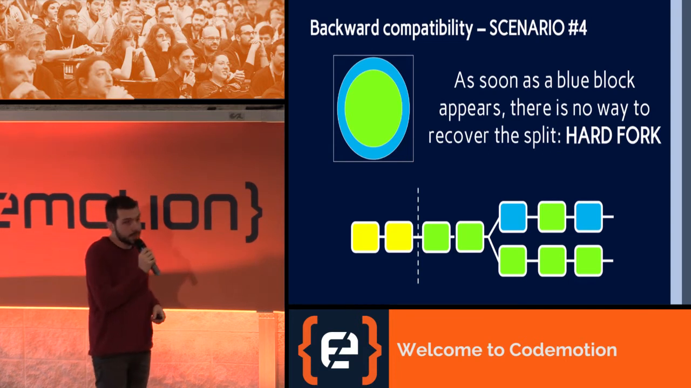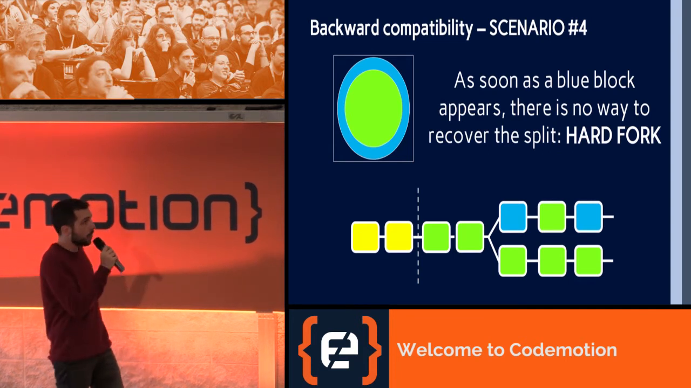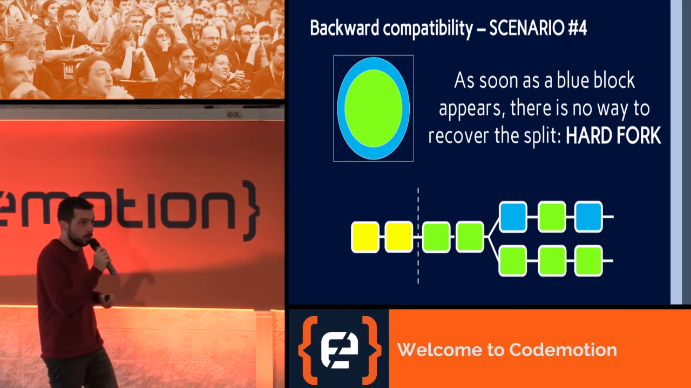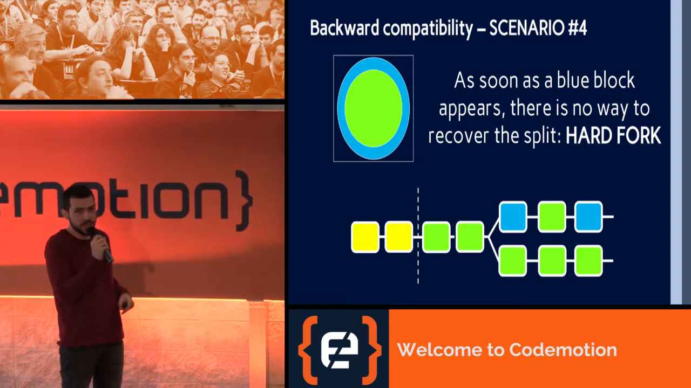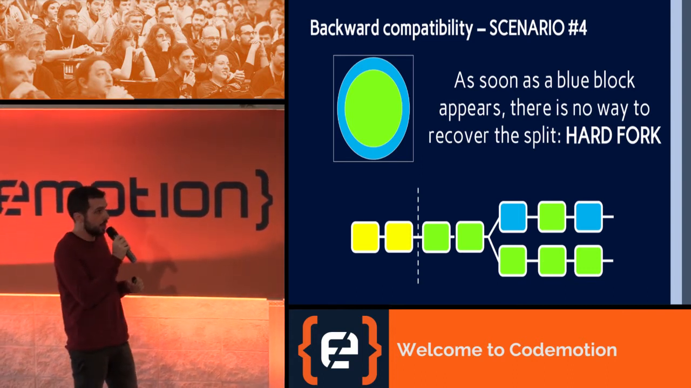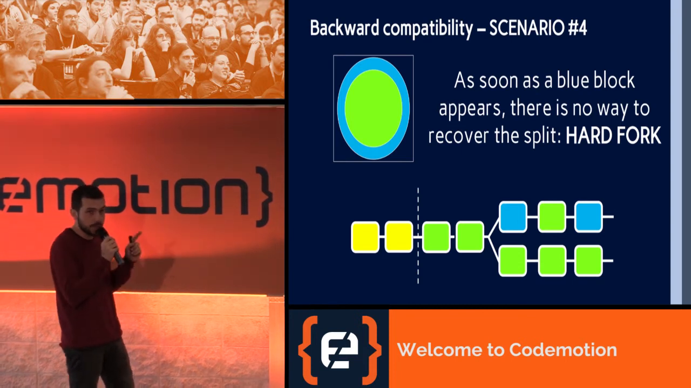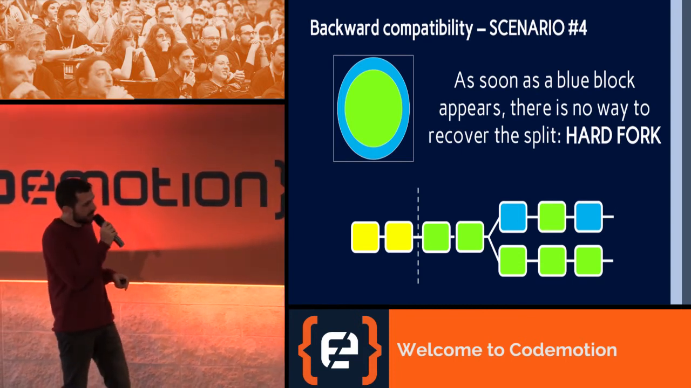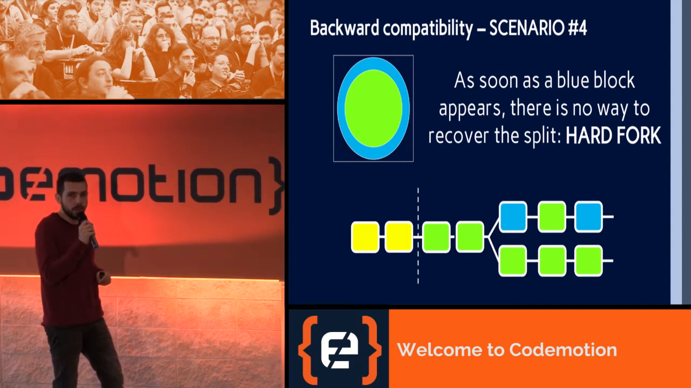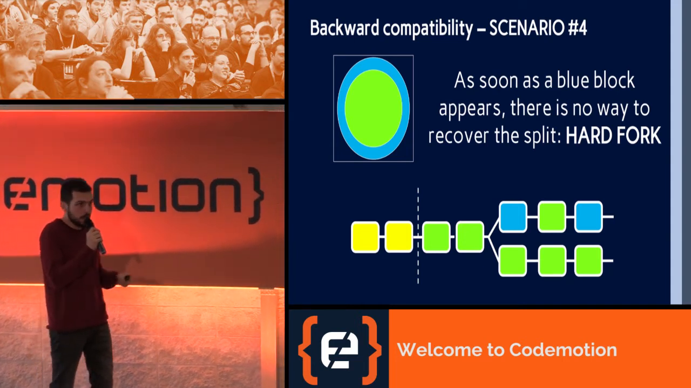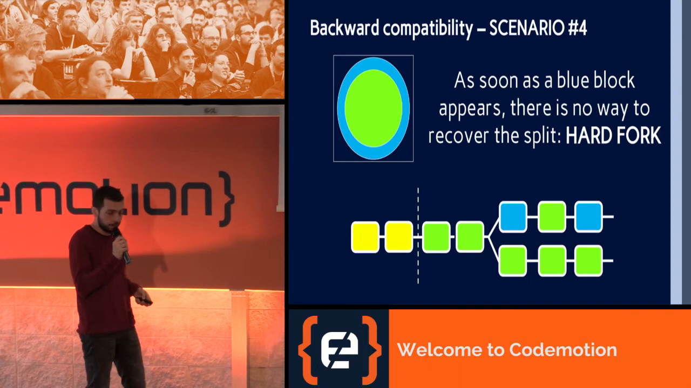Well, the final example is that of a so-called hard fork. That means that the new rules are a superset of the old rules. And that means that as soon as a new block is produced, it's not compatible with the other nodes. The problem with this kind of split is that as long as there is at least one node that's following the old rules and mining blocks, the split is not going to recover.